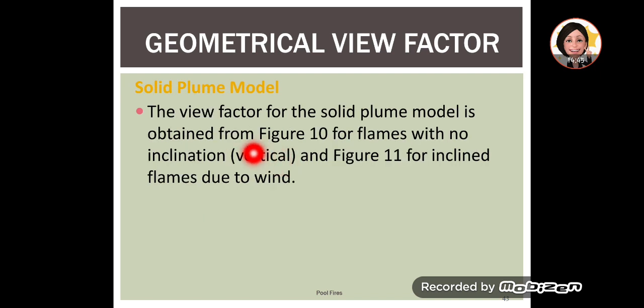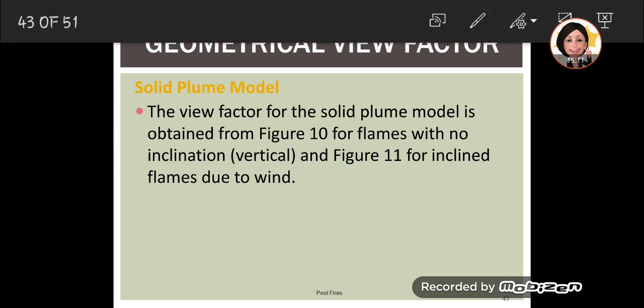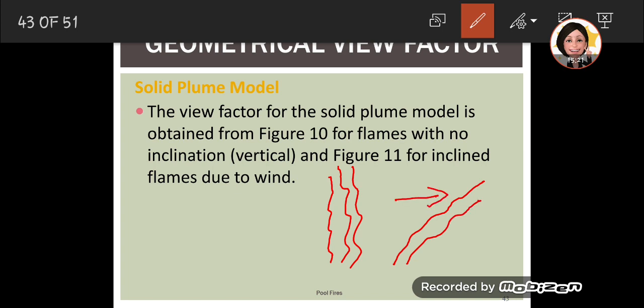Then for the solid plume model, the view factor can be obtained for flames with no inclination from figure 10, and for flames with inclination we get it from figure 11. No inclination means the flame is vertically upright. If there's inclination, then there is a wind effect.